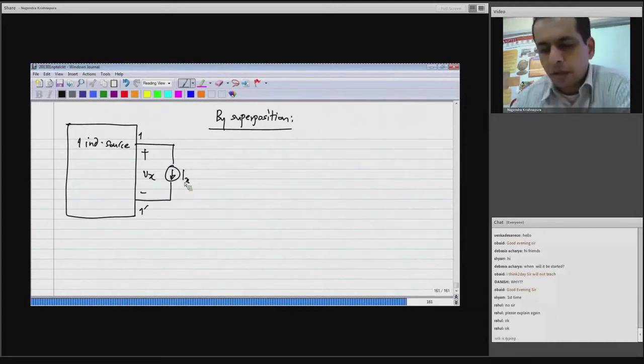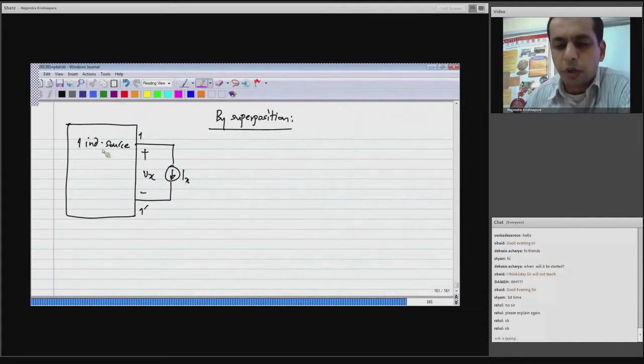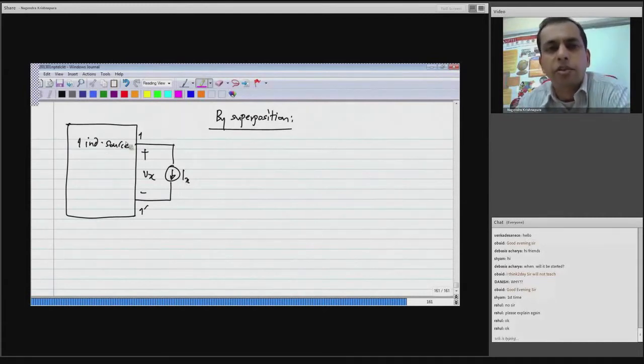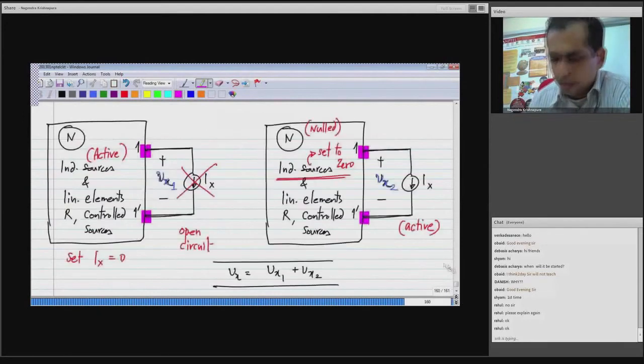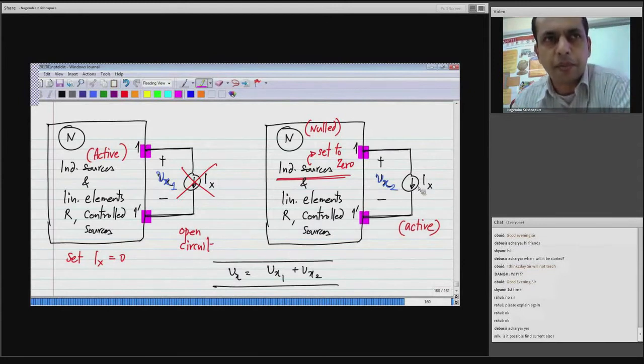Now you don't have to do it one by one. Let's say you had 5 independent sources. You could take 3 of them once and 2 of them the other time, or 4 of them once and 1 of them the other time, and so on. Here, I will first deactivate this Ix, which can be substituting for the load, and find this voltage, and then I will null everything else, that is, null the circuit, and find the value of Vx2 from this. I hope that is clear.